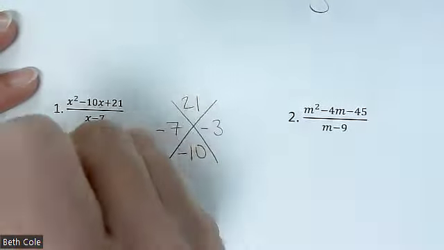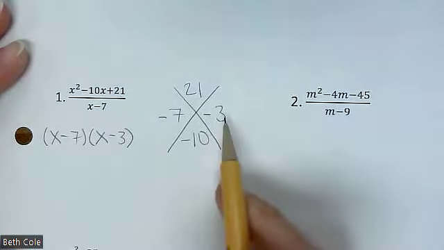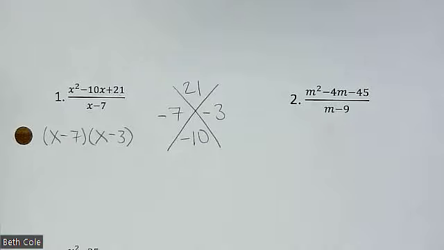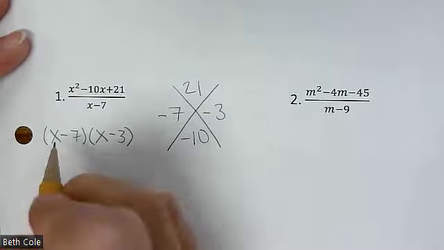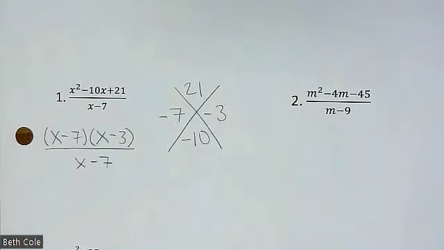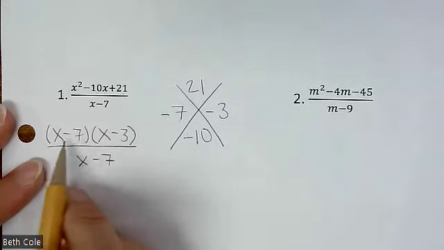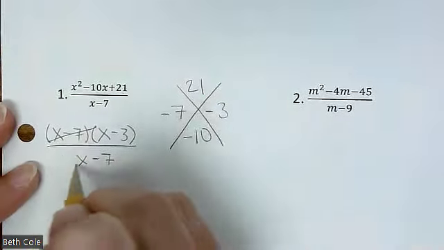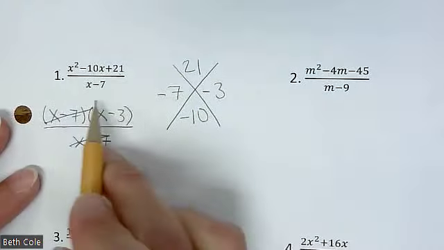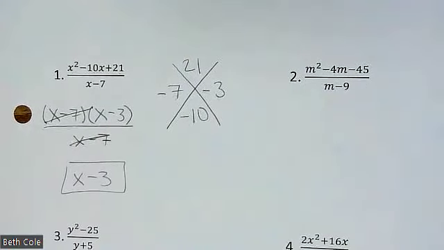So you're going to have x minus 7, x minus 3. Do you see how we did that there? x minus 7, x minus 3, and then your fraction bar and x minus 7. Do you see any that are the same? It's not a trick question. Which ones are the same? First and bottom. See how x minus 7 is the same? Yes. So those cancel, and your answer is just what's left, which is x minus 3. So that's your answer, okay?